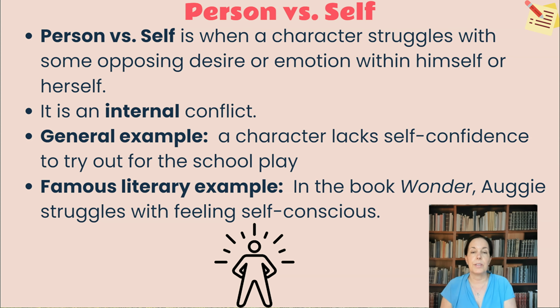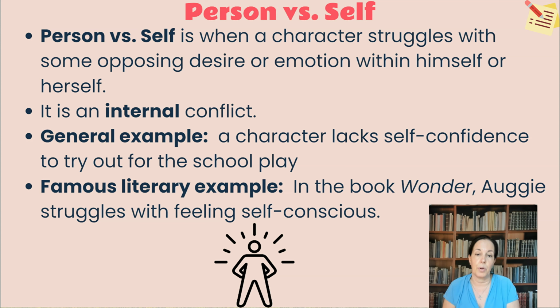Okay, let's get into the different types of conflict. Let's talk first about person versus self. This is when a character struggles with some opposing desire or emotion within himself or herself. And when we say opposing, it means that they're really opposite and it's creating a struggle, it's creating a conflict. It is an internal conflict.